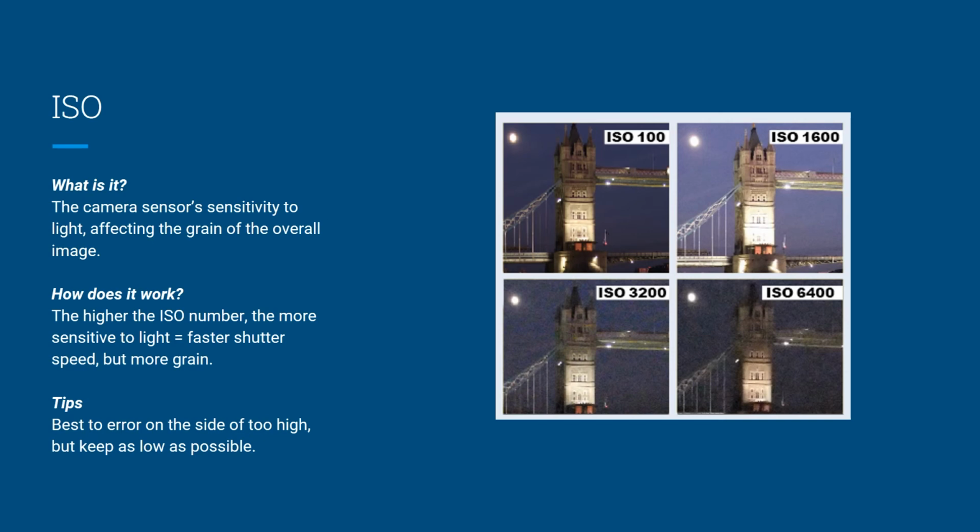The higher the ISO number, the more sensitive the camera is to light, so you can have a faster shutter speed, but the more grain the final image will have.